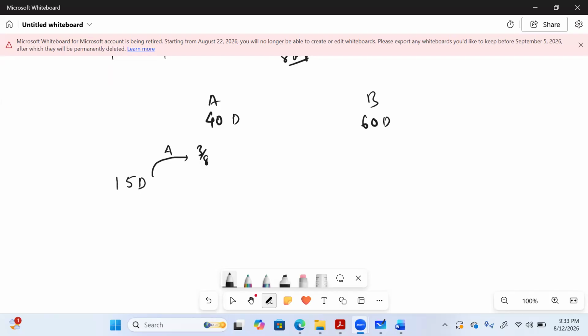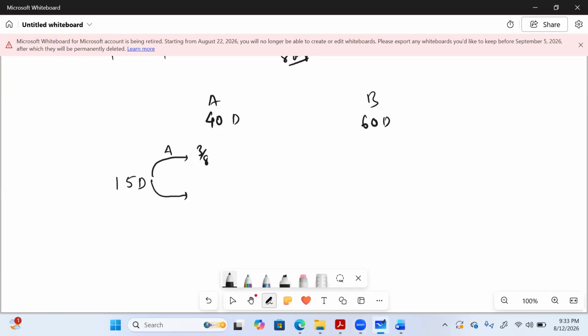So the contribution of A in 15 days will be 3/8 of the work. And the contribution of B will be how much? 1/4. 1 by 4. And I'll write it as 2 by 8. There's no problem in that because I just want to add the contribution. So the total contribution would be 5 by 8. So now I know that 5 by 8 work is being done in 15 days.